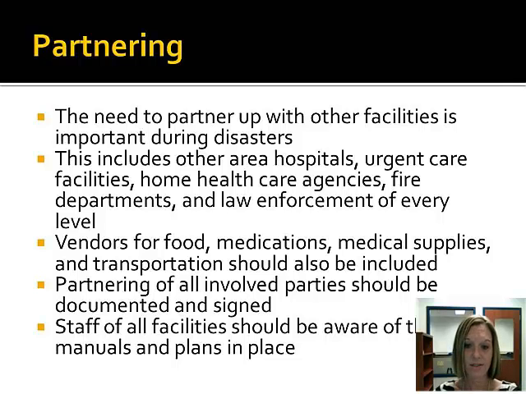Staff of all facilities involved should be aware of the plans and the contracts that are in place. Education of disaster plans is very important because when a disaster happens, panic from every direction is easily widespread throughout any facility.